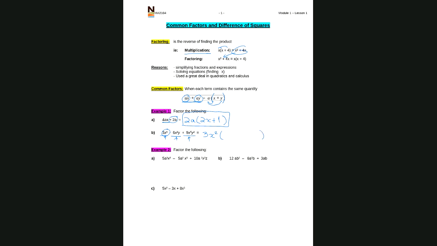So 3x squared times x will give us 3x cubed. 3x squared times negative 2y, okay, will give us the middle term, and 3x squared times positive 3. Now we need another x squared to give x to the 4, and then the y squared. Okay, so we'll do a couple more examples with common factors. Now you can pause this video and check your answers in a minute.